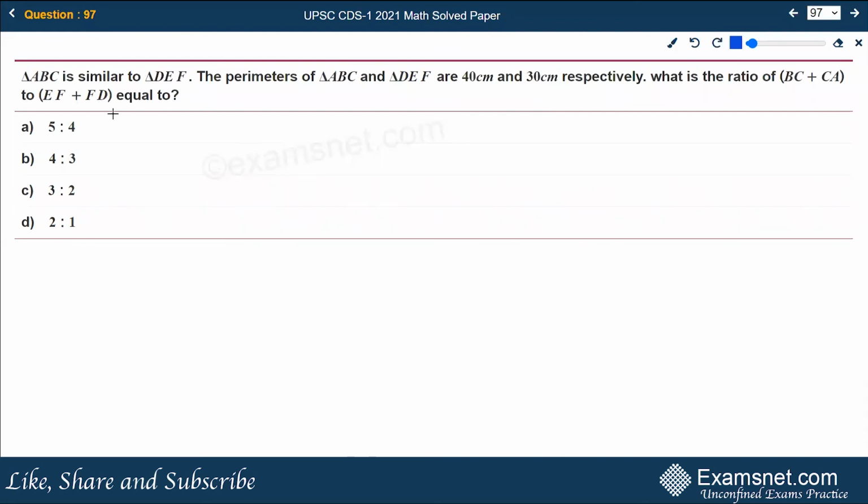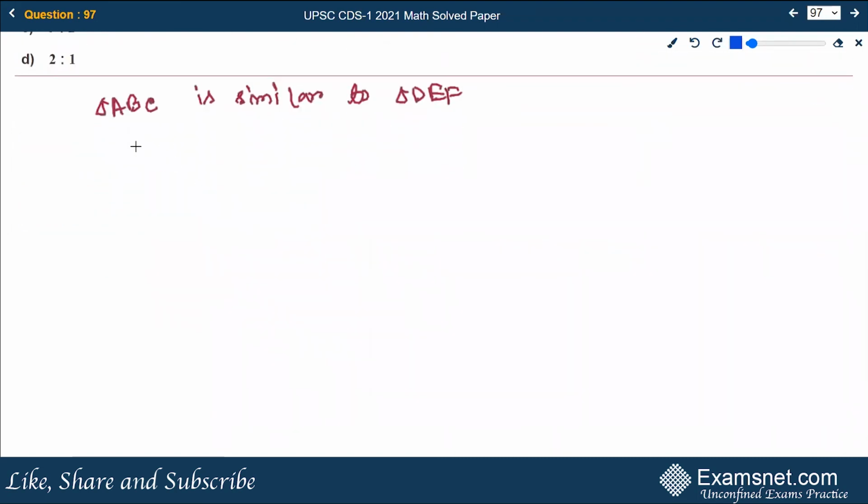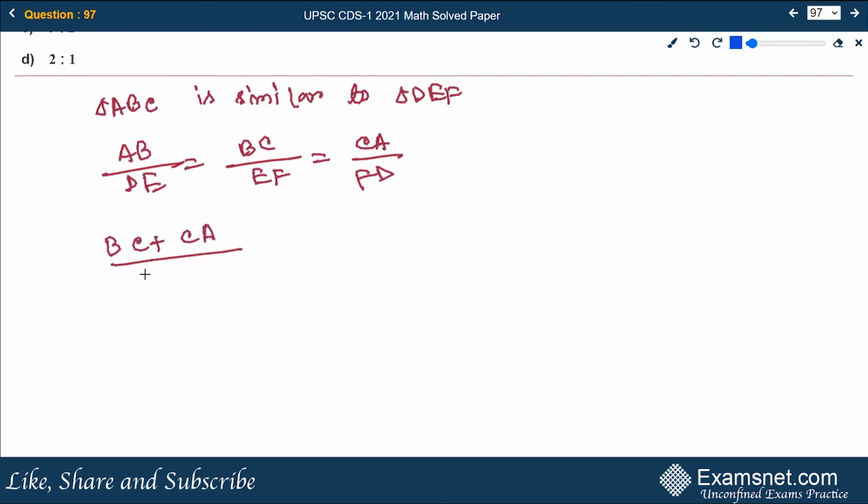In question number 97, we are given that triangle ABC is similar to triangle DEF, the perimeters of these two triangles are 40 centimeter and 30 centimeter respectively. What is the ratio of BC plus CA to EF plus FD? So triangle ABC is similar to triangle DEF. So we can write all the ratios for the corresponding sides are equal. That is AB by DE, BC by EF, and CA by FD. Now we are required to find the value for BC plus CA by EF plus FD.